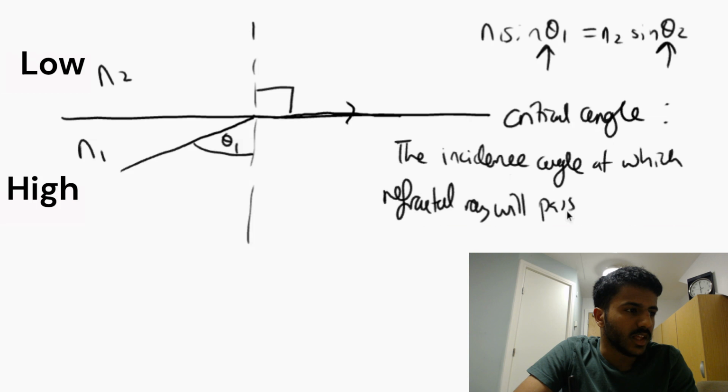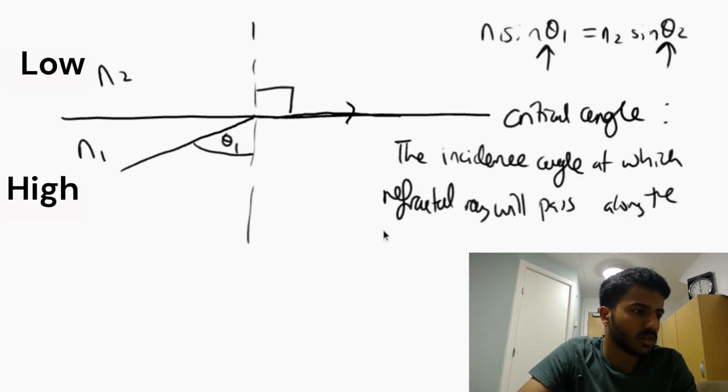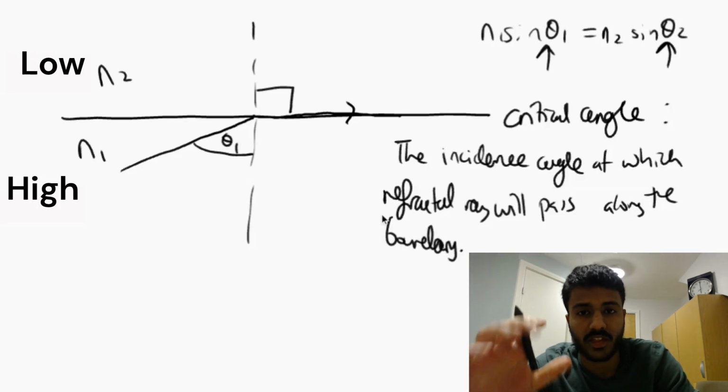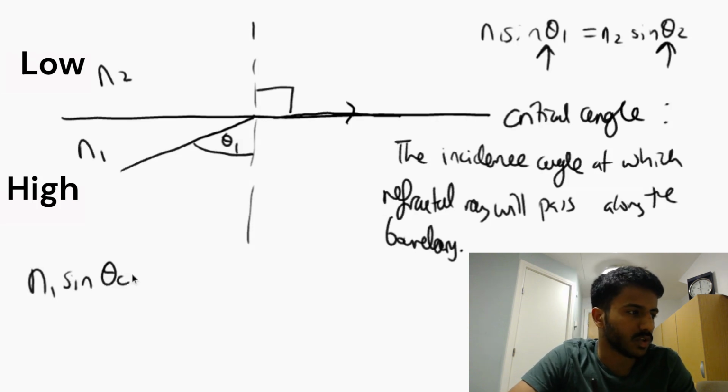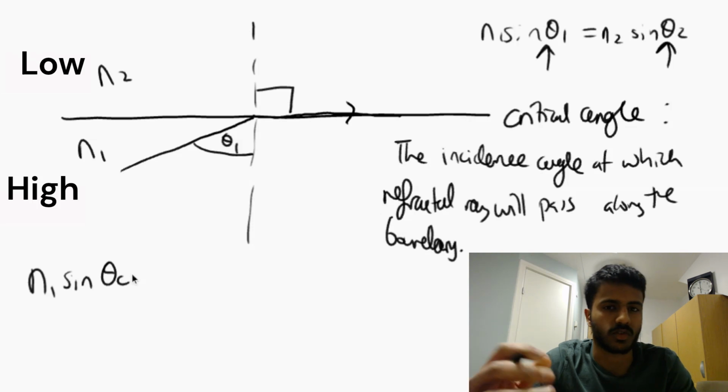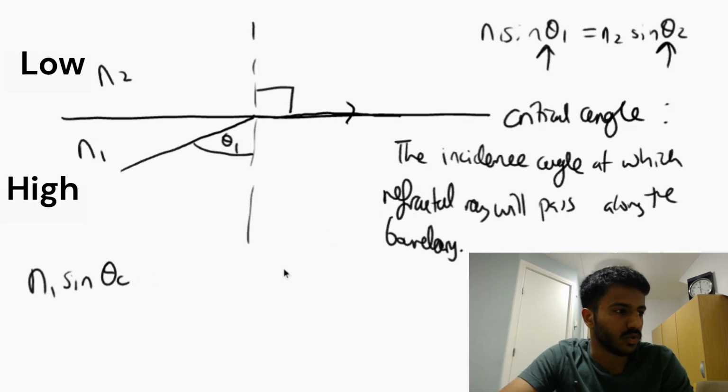And this is where the incidence angle at which the refracted ray will pass along the boundary. So this means that the angle theta 2 is 90 degrees. So I'm going to now call this angle theta c. So n1 sine theta c, which stands for the critical angle, is equal to n2 sine 90.